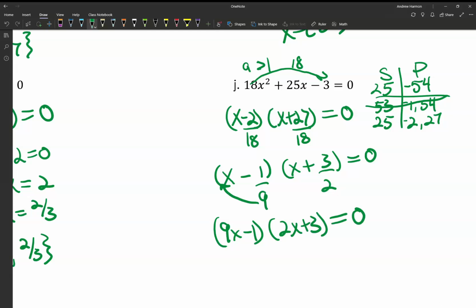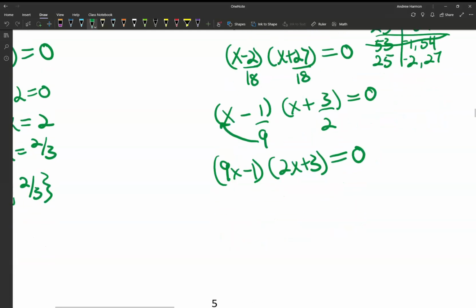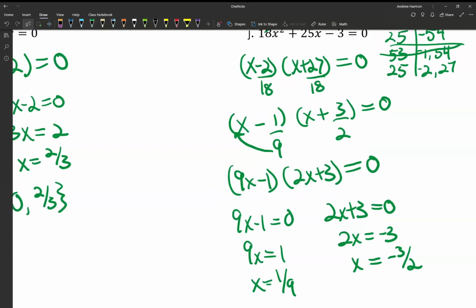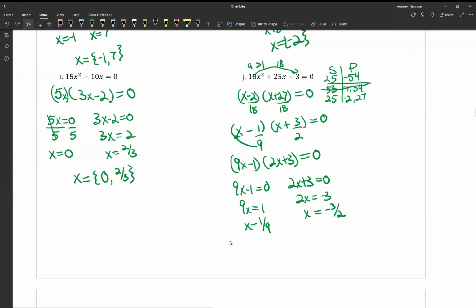Equals 0. Now I can just set each of those equal to 0, and I get 9x minus 1 equals 0, and 2x plus 3 equals 0. Now I just solve these two individual equations. Add 1, divide by 9, x is 1/9. And this I'm going to subtract 3, and divide by 2. X is negative 3/2. Okay? So, with that in mind, those are my two solutions. X is equal to negative 3/2 and 1/9.